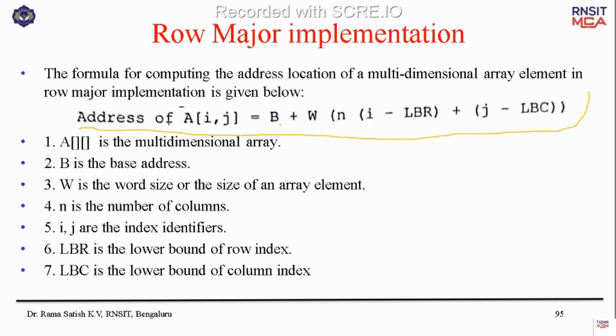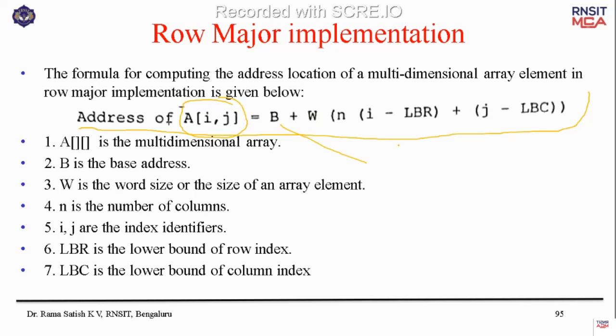Here B is the base address. Suppose I want to represent A of ij, some element, I want to know the address of a particular element A of ij. For this, I have to write B plus W into N into (I minus LBR) plus (J minus LBC). So you have to understand this concept.